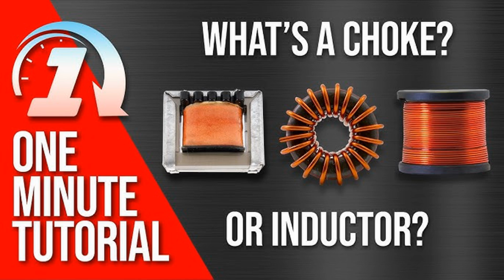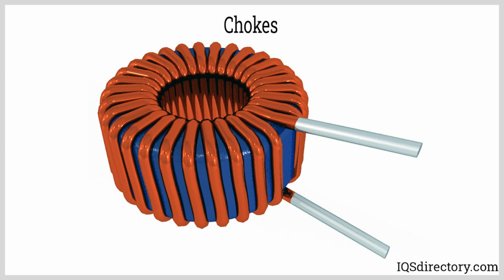Applications of choke coils. Power supplies. Choke coils are used in switching power supplies, like in computers, to filter out AC noise and provide stable DC output. Amplifiers. Chokes prevent the amplification of unwanted high-frequency signals by blocking them in audio and radio circuits.